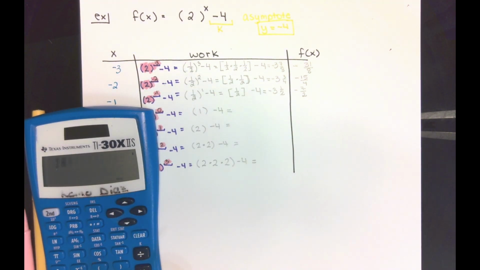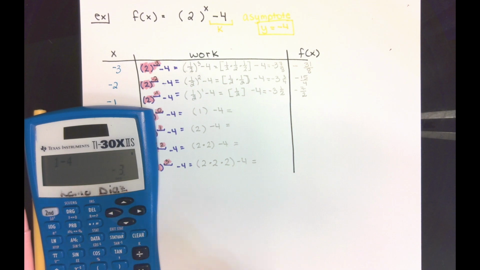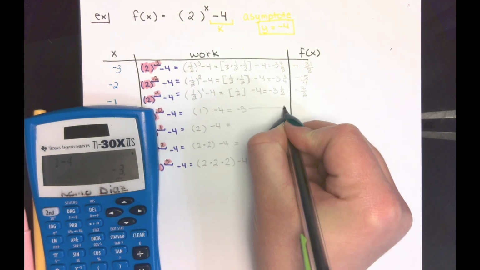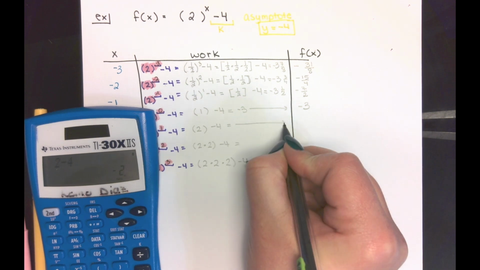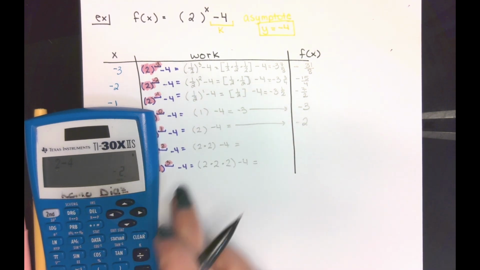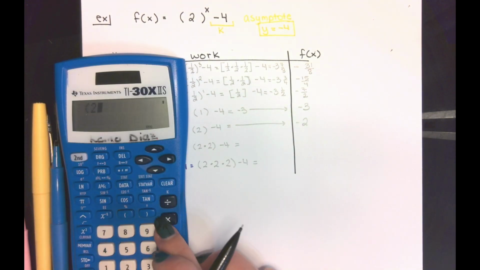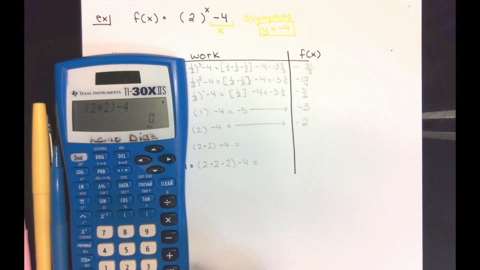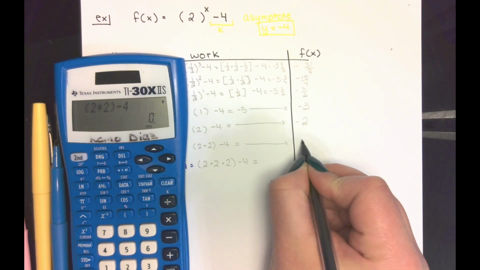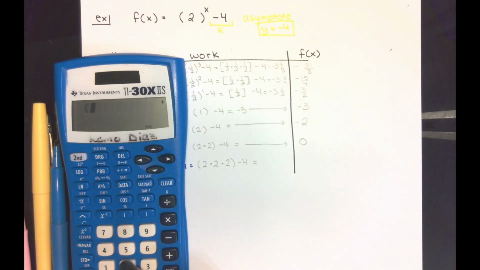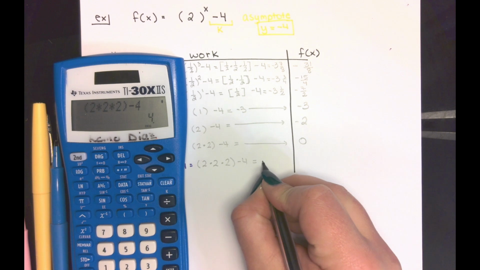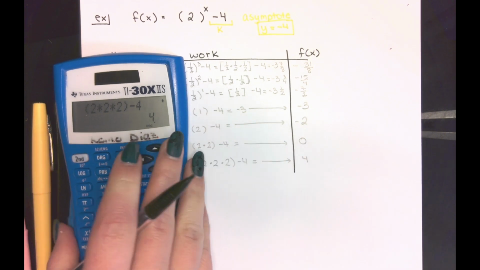1 minus 4 is a -3, and we can just carry that -3 here. 2 minus 4, that's a -2. Oh, careful here. So we got 2 times 2 minus 4, which gives us 0. So I'm liking these numbers a lot better than the first one we got. 2 times 2 times 2 minus 4 is 4. Okay, so what does that mean?